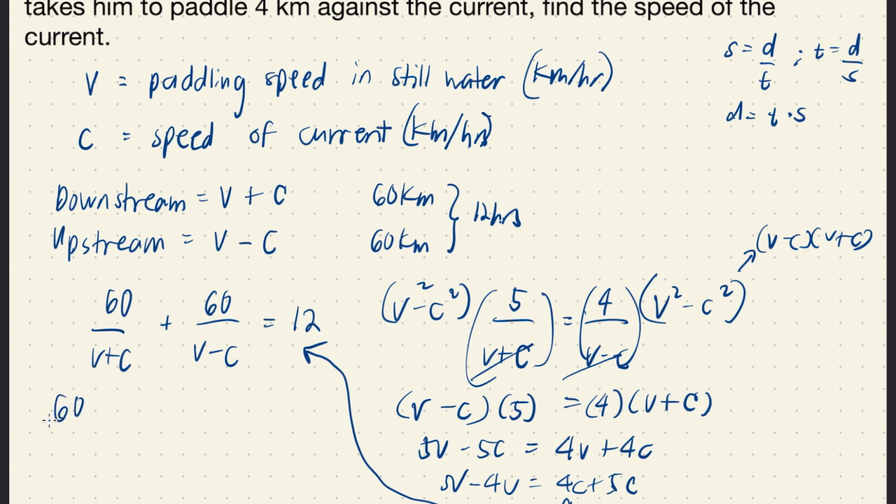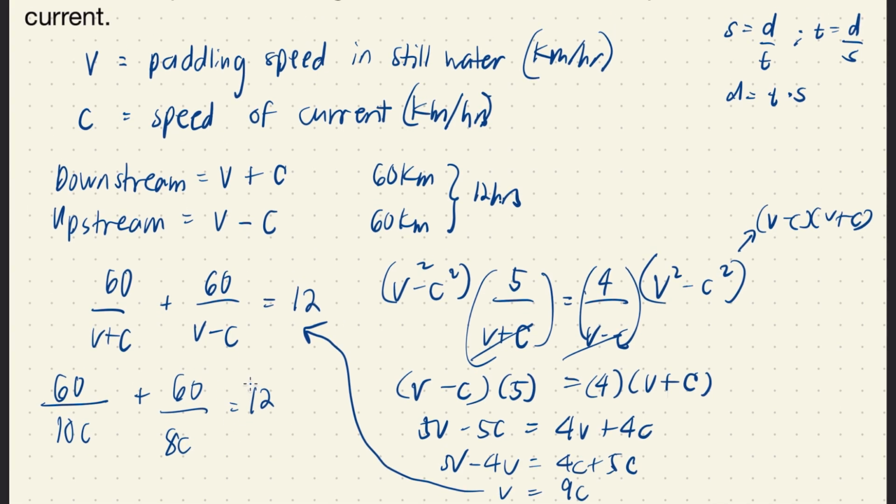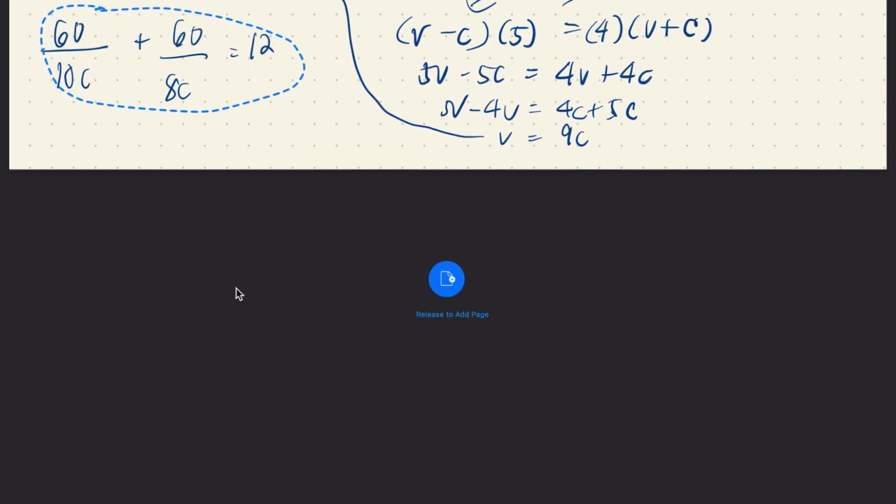We'll have 60 over 9c plus c. So that's 10c. Plus, we are substituting v. 60 over 9c minus c, it's 8c is equal to 12. Then, we can solve for c. Just get this equation. And then start to the next page.